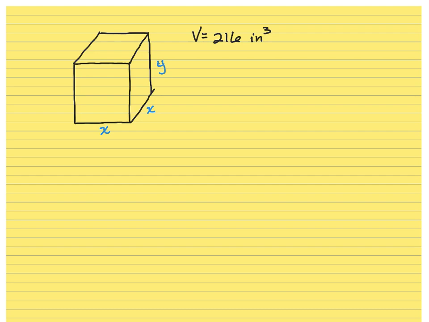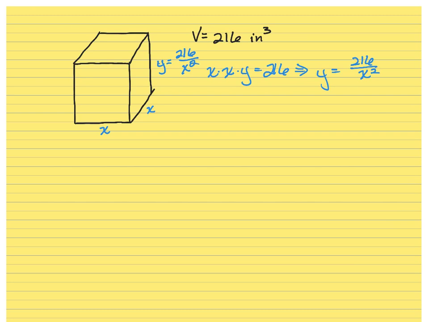So what that means is that the volume of the box is x squared times y, and we need that to be 216. If that's the case, that tells us that y must be 216 over x squared. And so we're going to use that in place of y.